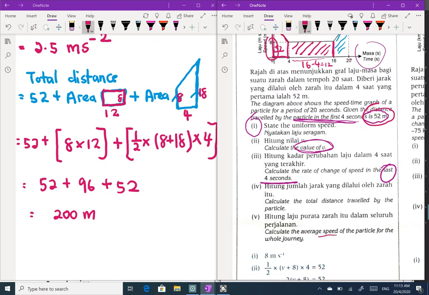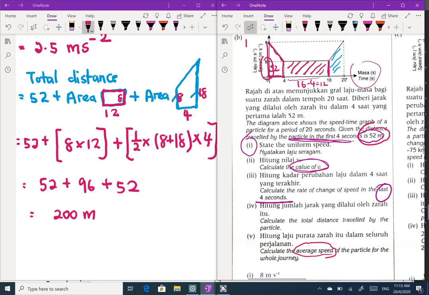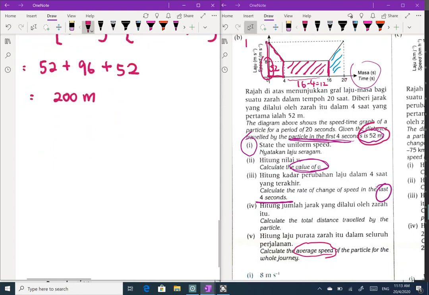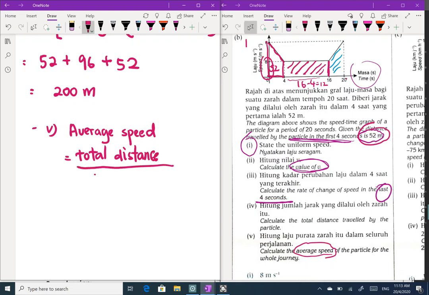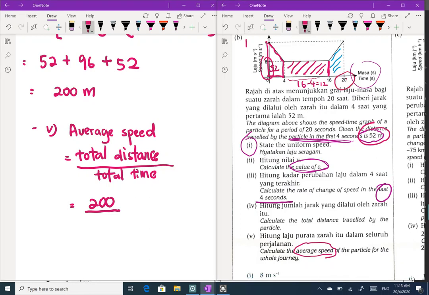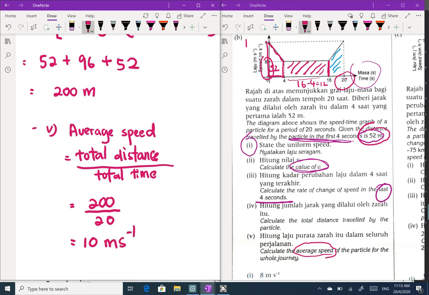Now I want to know the average speed. So average speed is the total distance divided by total time. 平均的速度. So total distance from before we know is 200. Total time is 20 seconds. So it is 10 meters per second.